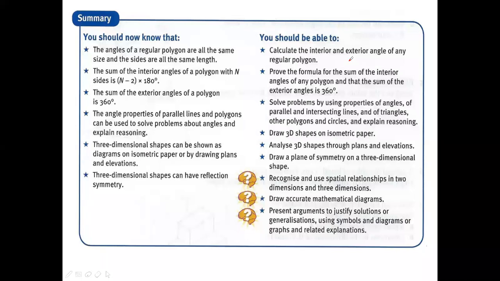Okay, first, prove the formula for the sum of the interior angles of any polygon and that the sum of the exterior angles is 360 degrees. Exterior angles sum to 360 degrees and interior angles sum to (n minus 2) times 180 degrees. Solve problems by using properties of angles, of parallel and intersecting lines, and of triangles, other polygons and circles, and explain reasons. Draw 3D shapes on isometric paper. Analyze 3D shapes through plans and elevations. Draw a plane of symmetry on a three-dimensional shape. These are the things which we have seen yesterday and today.